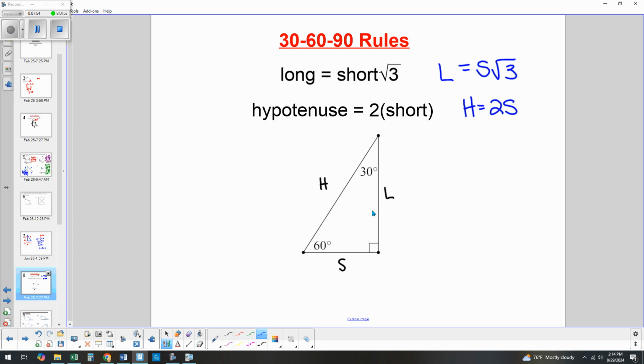The long leg is always across from the 60-degree angle, and the short leg is always across from the 30-degree angle. I have some mnemonics to help us remember these two. I don't have anything for our first one, but we can leave the state on root 3. And I don't know about you, but I am always happy to sleep. So we can leave the state on root 3 with L equals S root 3, and I'm always happy to sleep with H equals 2S.